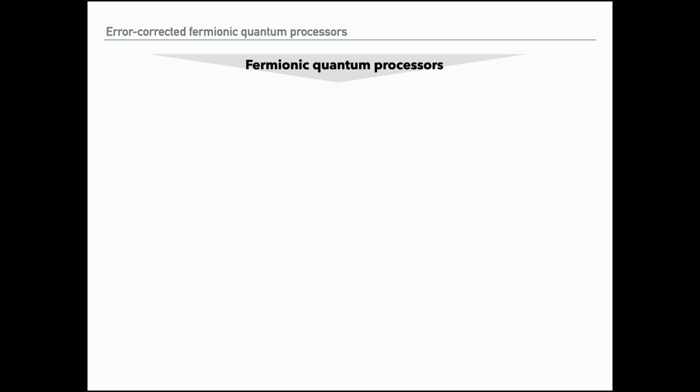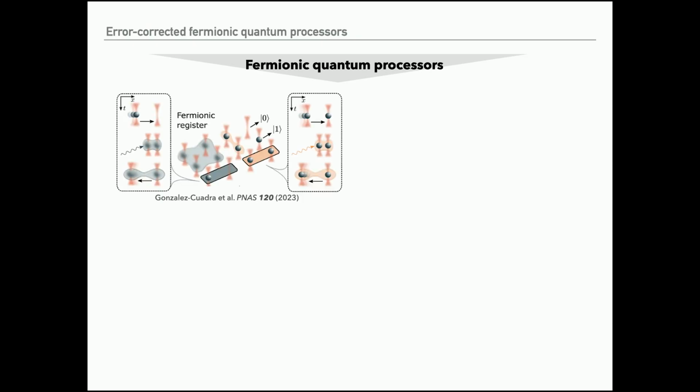OK, so my collaborators in Innsbruck and also collaborators abroad have come up with a blueprint of how to realize such a fermionic processor. As I said, you have this array of tweezers. They can be unoccupied, they can be occupied. And essentially, you can realize a fermionic Fock space in this way.